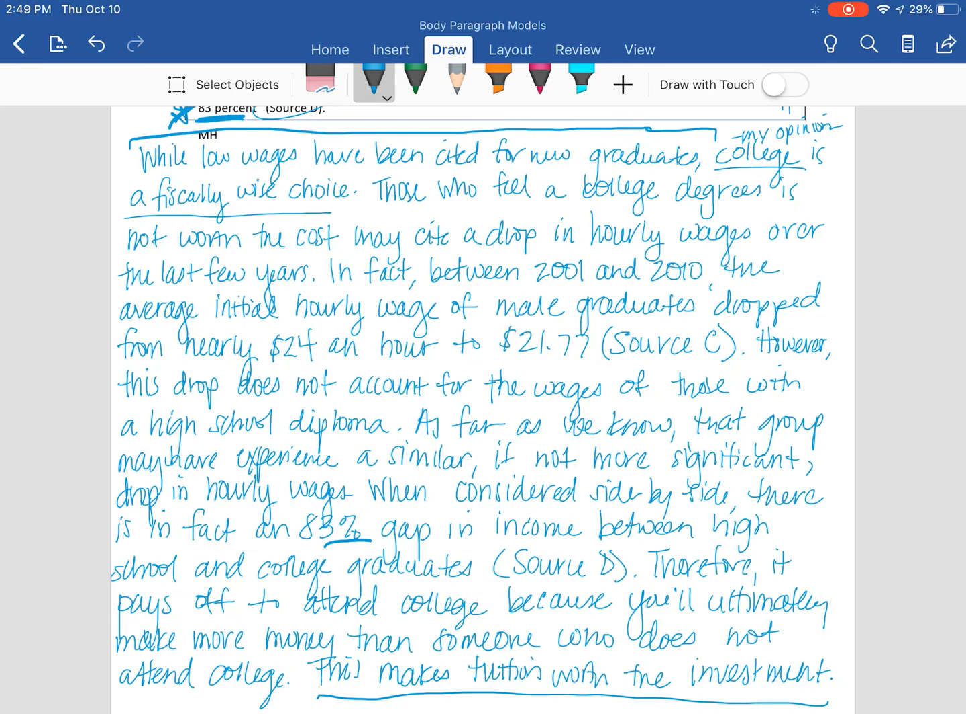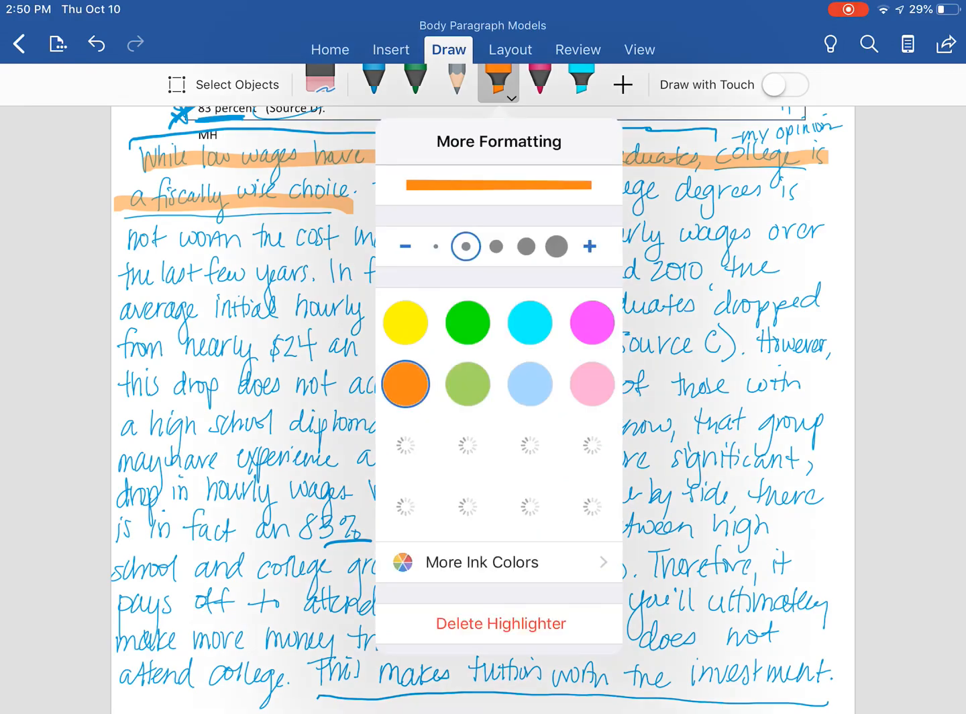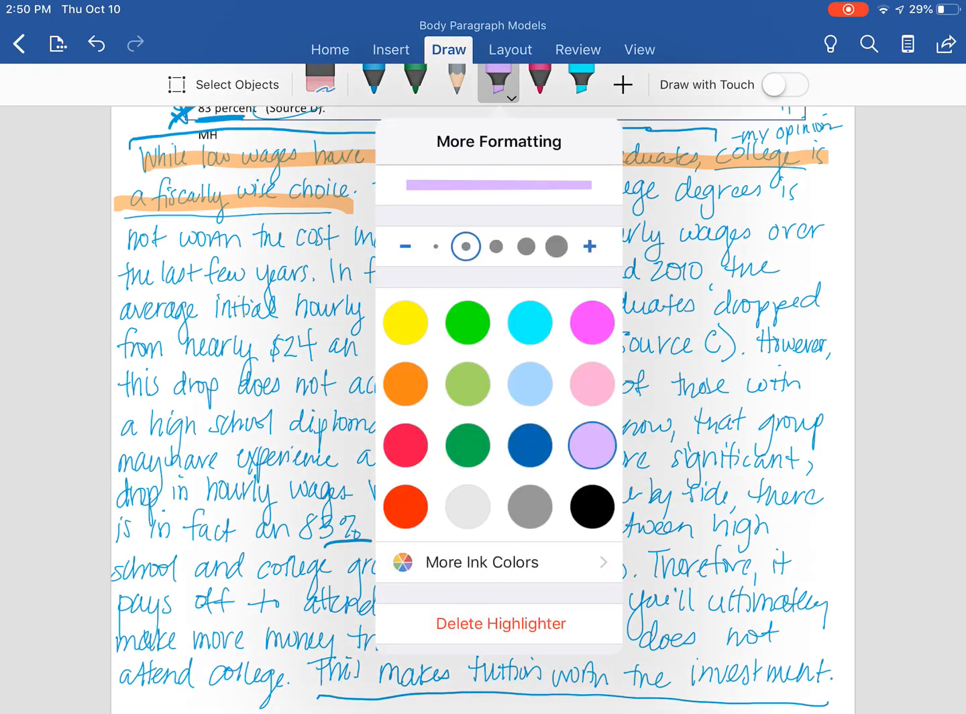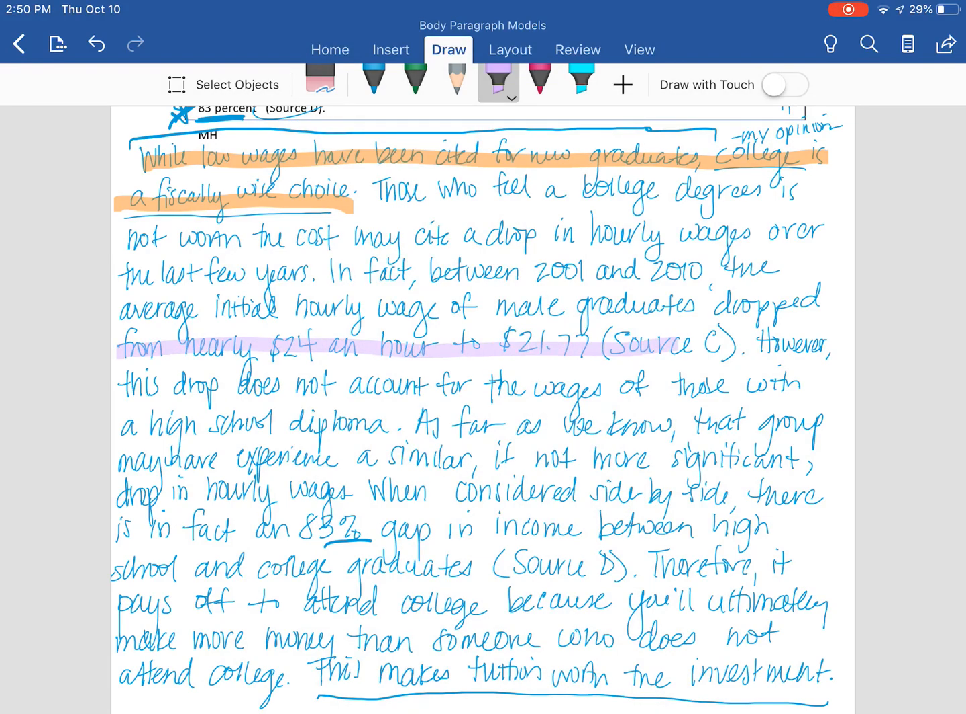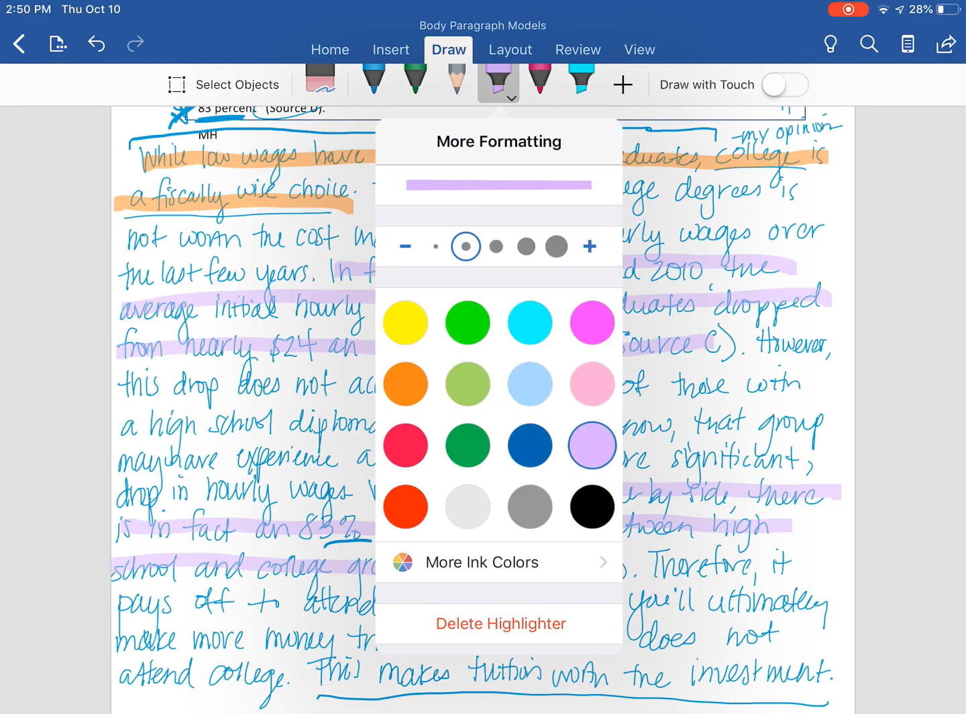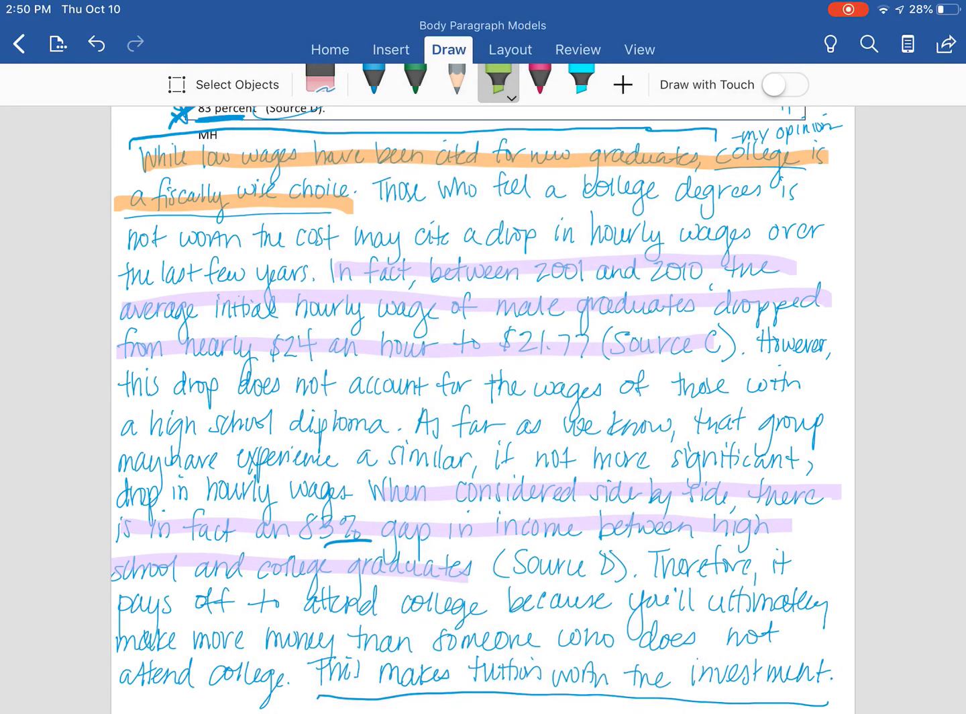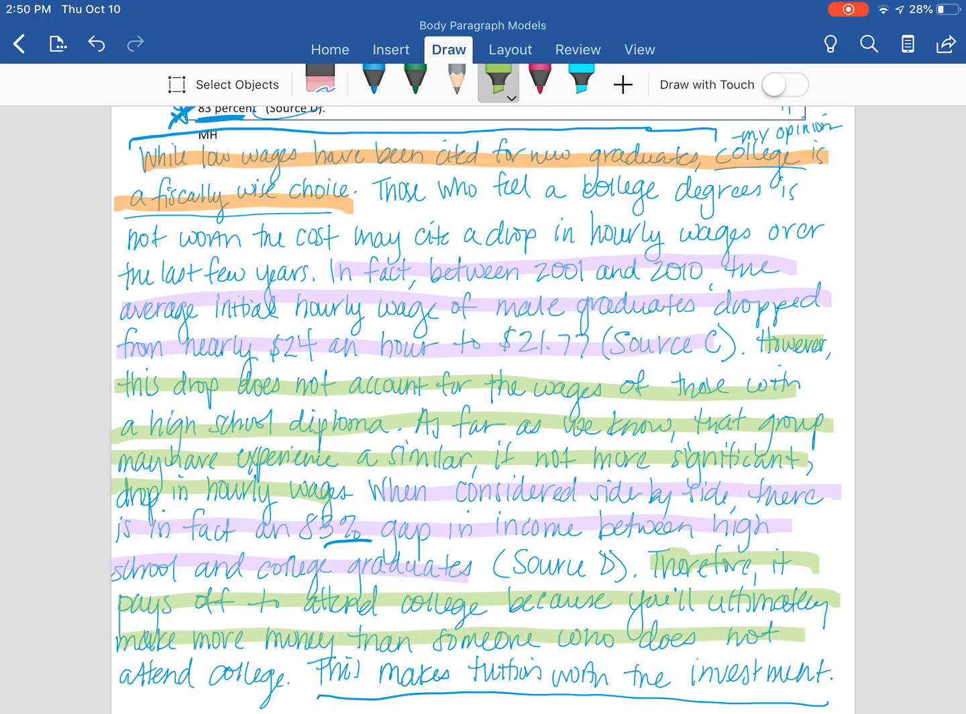I want to point out a couple things to you before we move on. Like I said, this first sentence, that's my claim. In this case, I'm using a counterclaim. And then for evidence, I'm going to cite source C. And I also cite source D. And then all of this stuff around that, like when I talk about how that first piece of evidence is invalid, and then when I explain how the gap proves it's worth the money to go and link back to my claim, that would be my commentary.